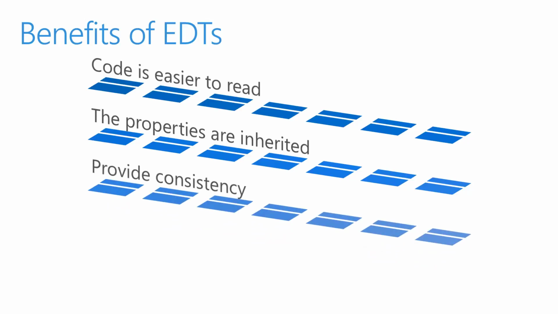They also provide consistency. You can create hierarchies of EDTs which inherit the properties from a parent and change some of the properties to create a new data type. So for example, the item code data type is used as the basis for the markup item code and price discount item code data types.